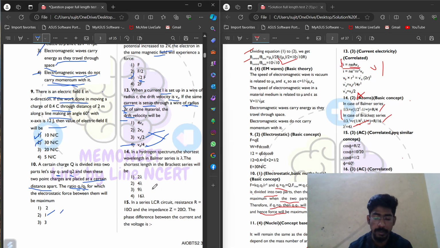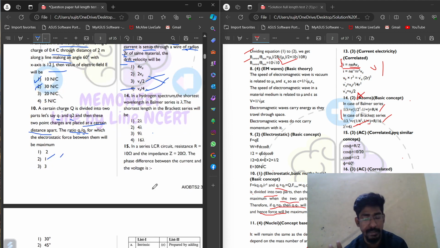Okay, question number 15. In an LCR circuit, from AC, this is a direct question. Resistance is given as 10 ohm. Impedance, that is Z, in an LCR circuit means root over of R square plus (XL minus XC) square.